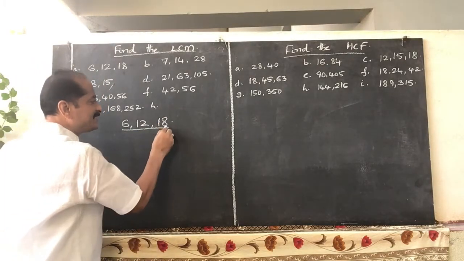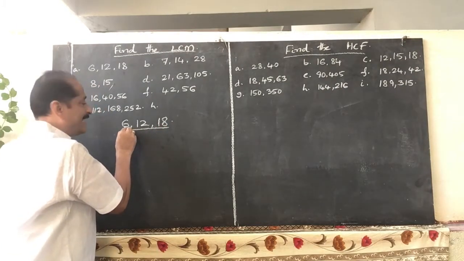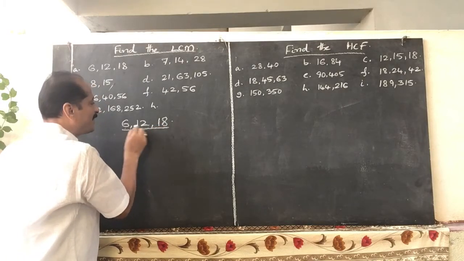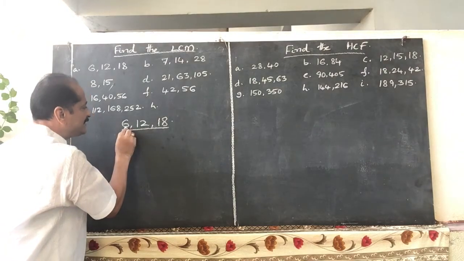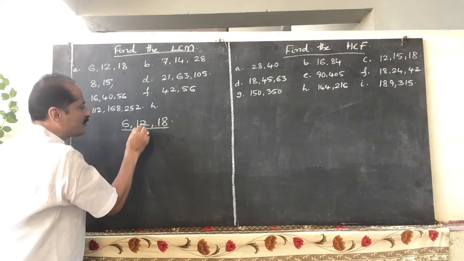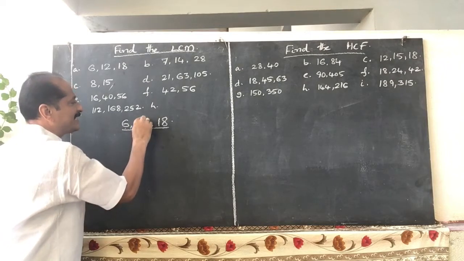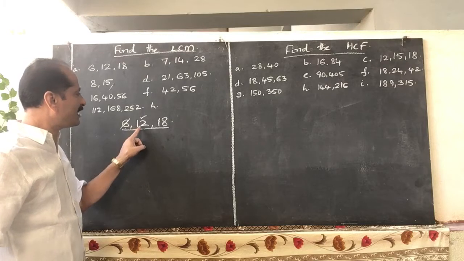Now the greatest number is 18. This is a multiple of the smaller number, and 6 is a factor of 18. Also for 6 and 12, 6 is a factor of 12, and 12 is a multiple of 6. So the LCM of these two numbers is the greatest number. So take out this one.